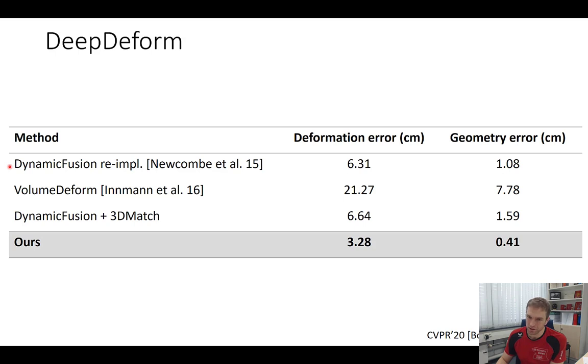It's not so straightforward to get this to run. It took us quite a while. If we're evaluating this on our sequences, we're getting a deformation error, which is basically telling us how good the non-rigid tracking is, of about 6 centimeters. Means for some sequences it fails. Geometric error in the reconstruction is about 1 centimeter on average.